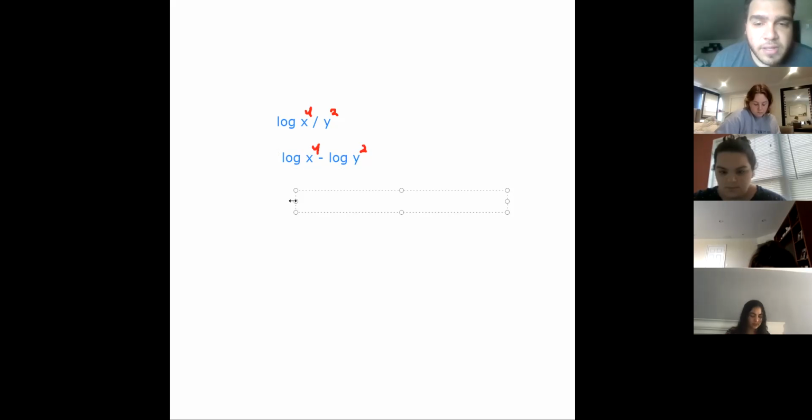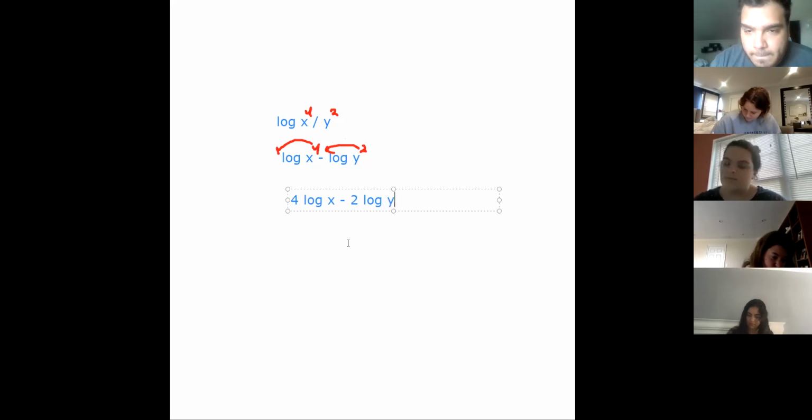Then, now each term is by itself. So it's just the term, which is x in this case, and the exponent. So now I can move these exponents to the front. So our final answer should be 4 log base 7 x, minus 2 log base 7 y. So that's our final answer for number 7.